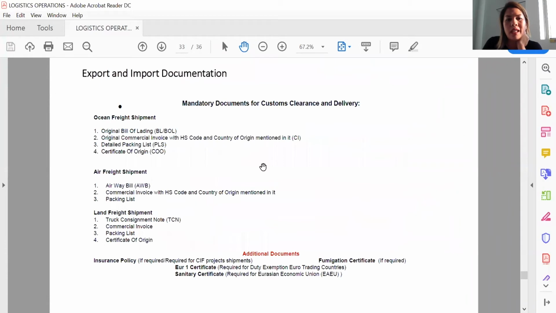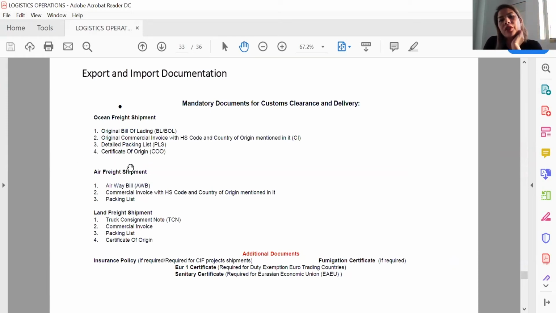So these are the mandatory documents for export and import. These are the export and import documentation. Mandatory means without this document, you cannot receive your cargo. For ocean freight, as I told you earlier, the original bill of lading must be there. Original commercial invoice with HS code and country of origin mentioned must be there. Detailed packing list, that means the dimensions of the cargo are there. Net weight, gross weight, volumetric weight, all these columns are added.